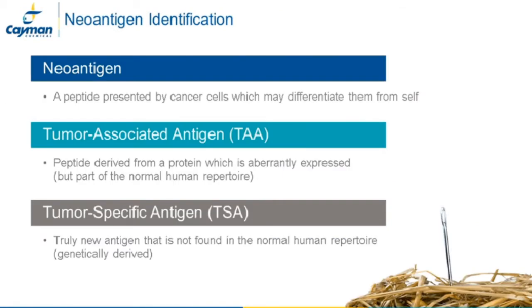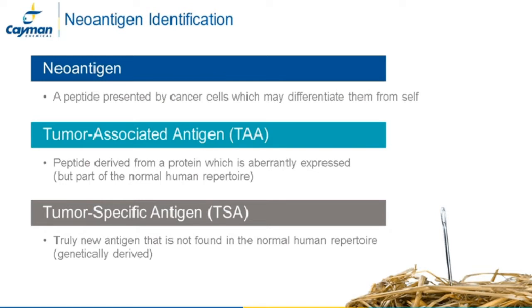The vast majority of peptides identified in immunopeptidome profiling experiments are derived from normally expressed proteins. But if neoantigen identification is the goal of your experiment, we are looking for a needle in the haystack. The term neoantigen encompasses 2 different kinds of peptides. Tumor-associated antigens are part of the normal human MHC repertoire, but may not be normally expressed in the tissue the tumor derived from.